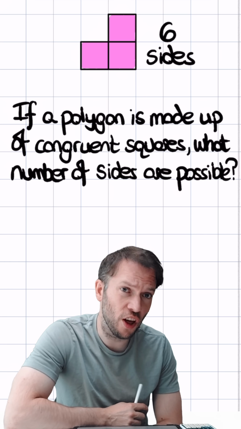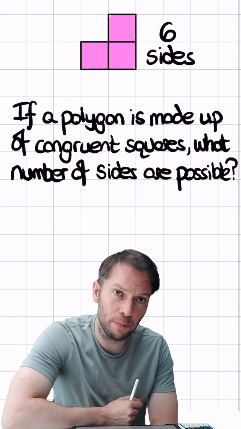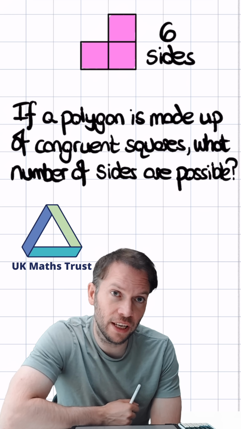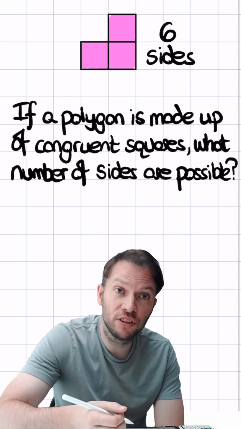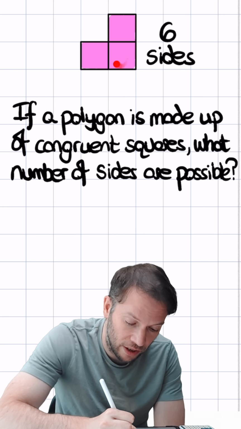Only 4 students in the whole country were successfully able to answer this recent Junior Maths Olympiad problem. It took me about 15 seconds. So what's the problem?